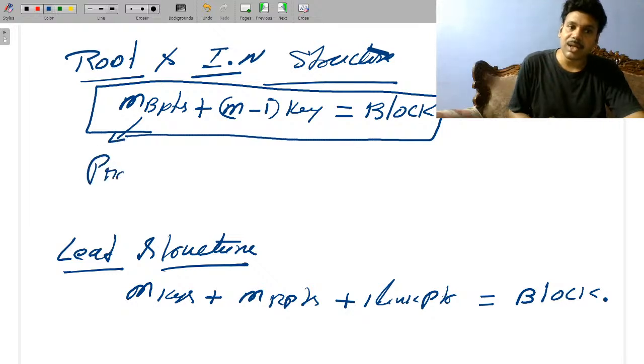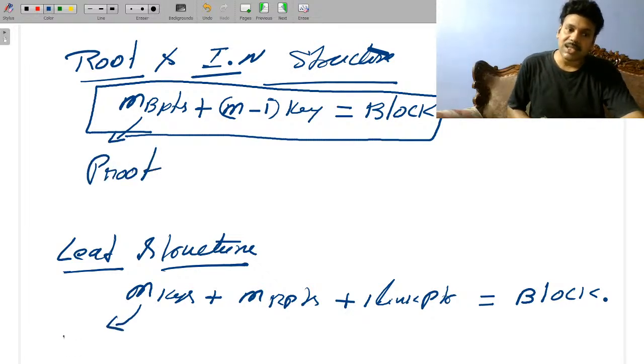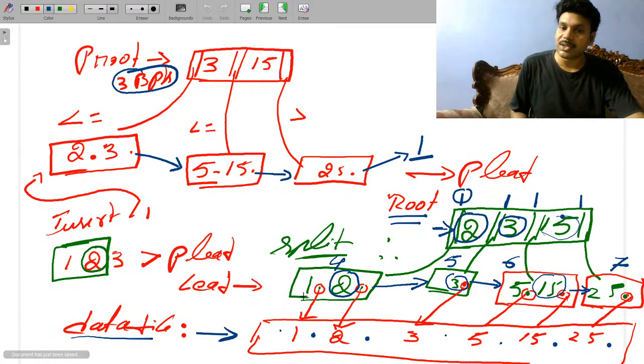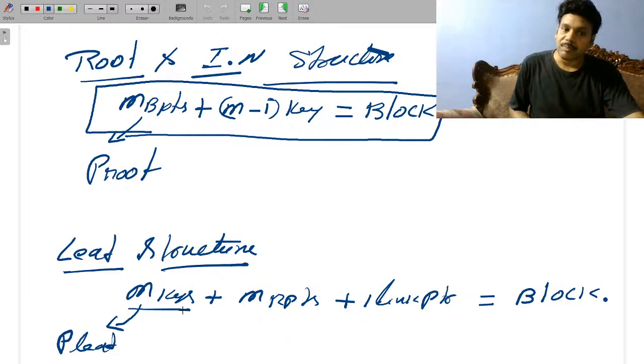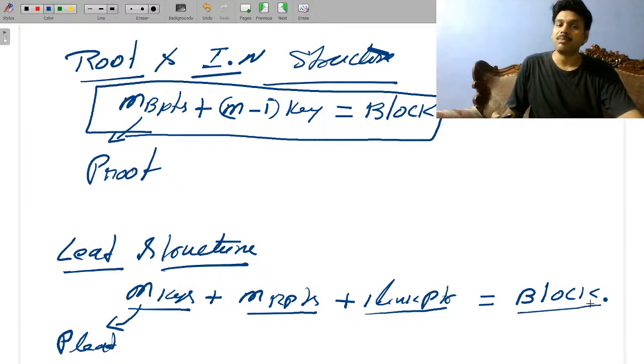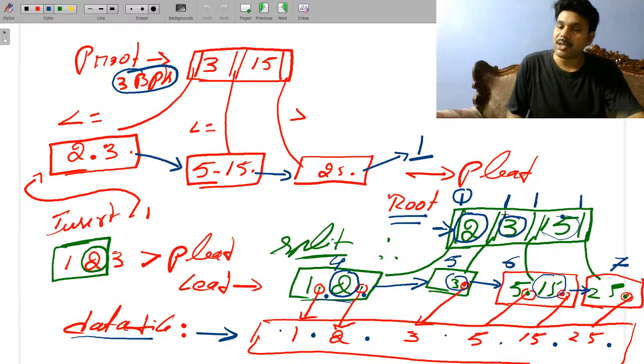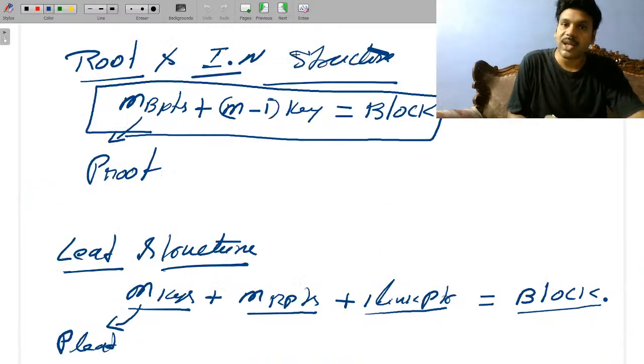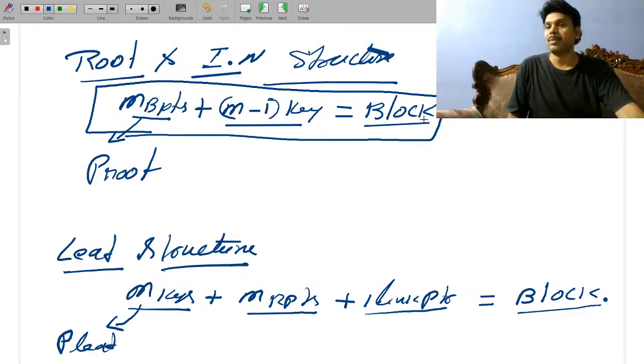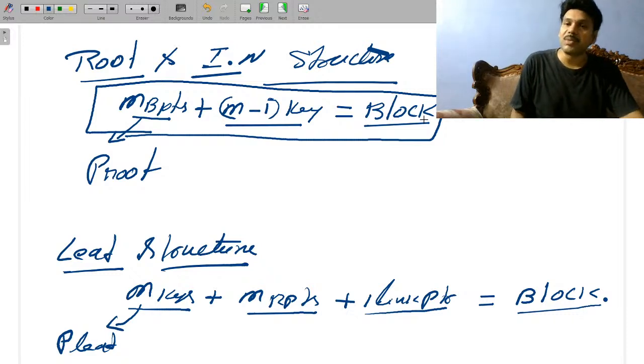Here M is nothing but P root. Here M is nothing but P leaf. So for your leaf structure, you can write the formula: P keys are there, P record pointers are there, one link pointer is there, and we have the block size. And here also please observe the root and internal node structure. Only block pointers and keys, nothing else is required there. So M block pointers and M minus 1 keys are represented in your block. This is how you can construct the B plus structure.